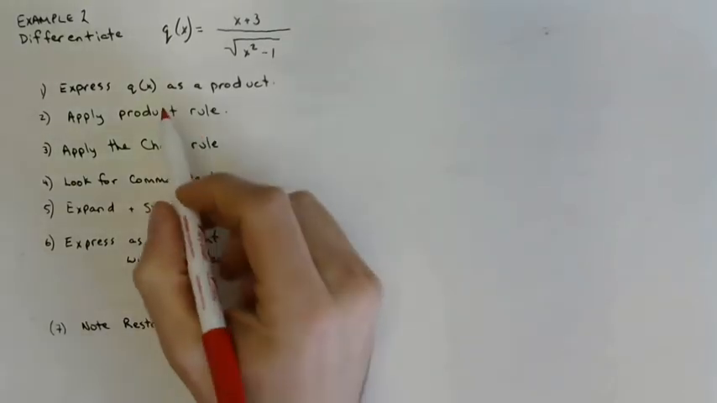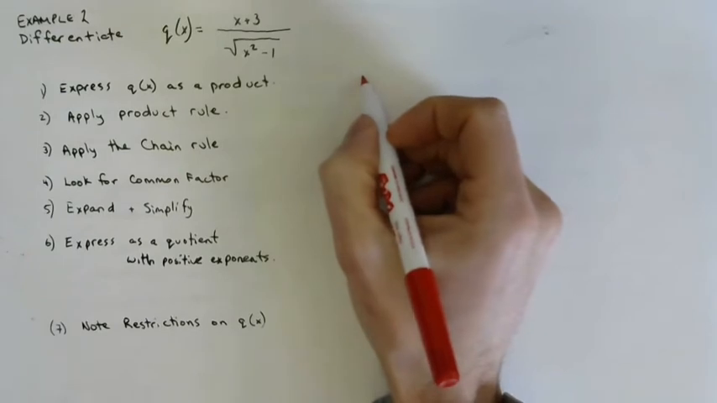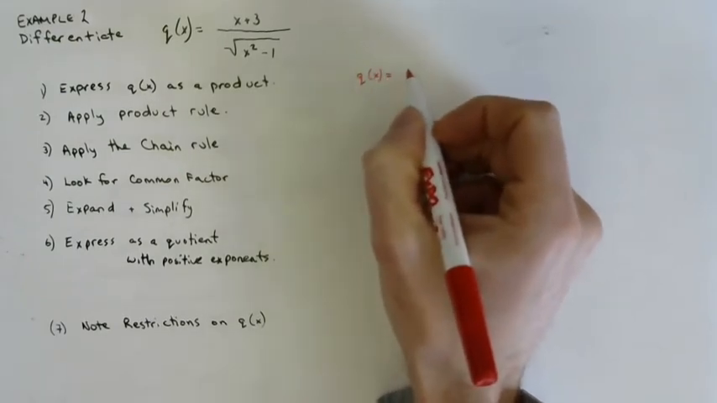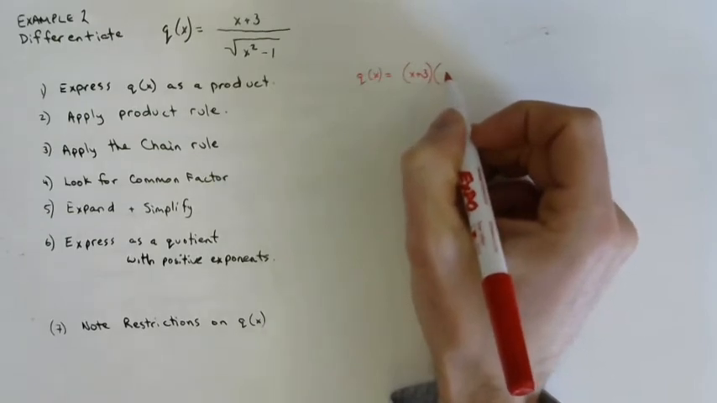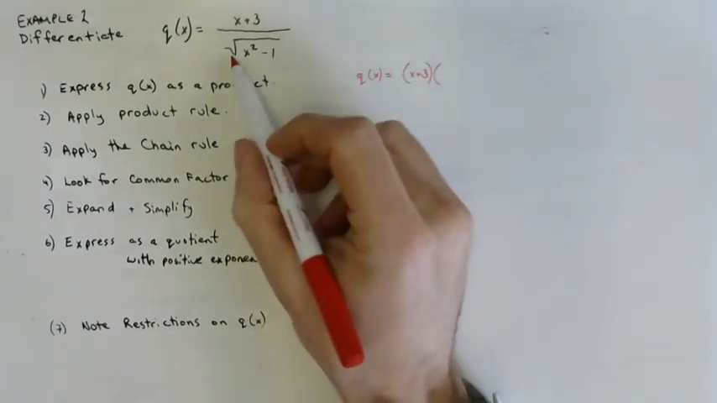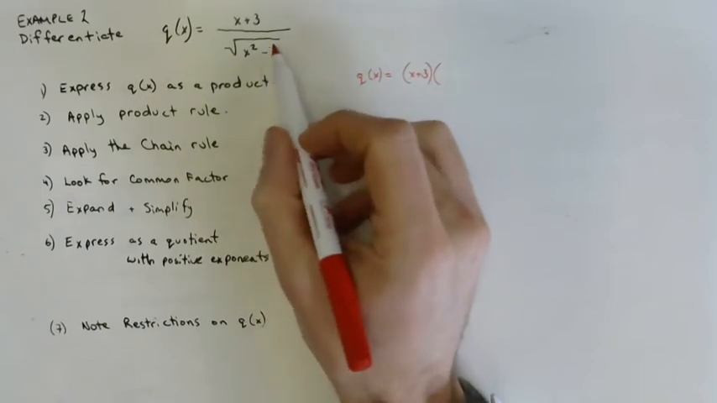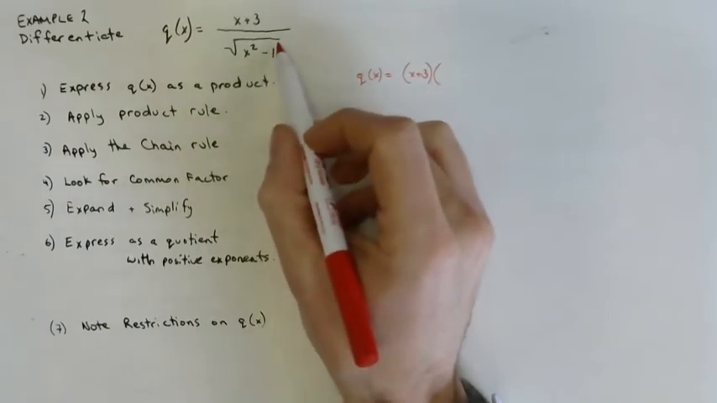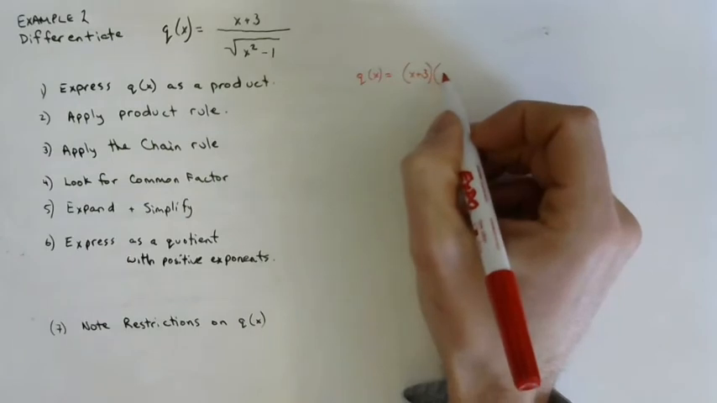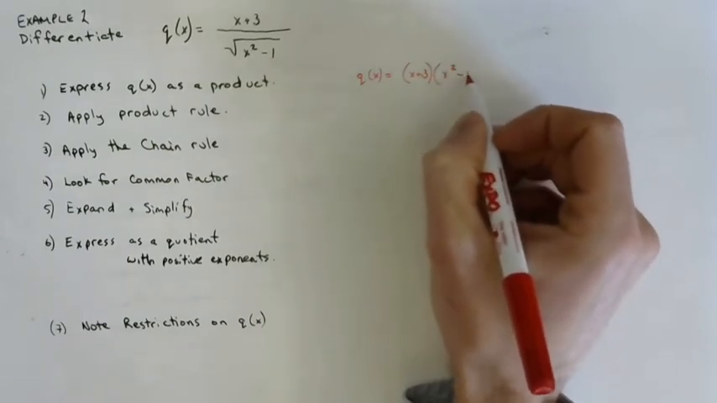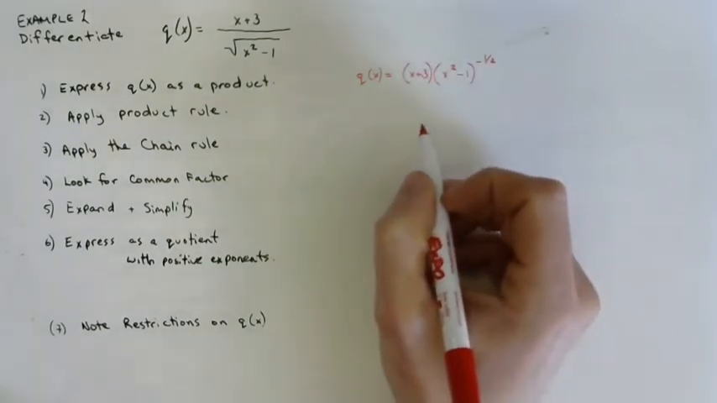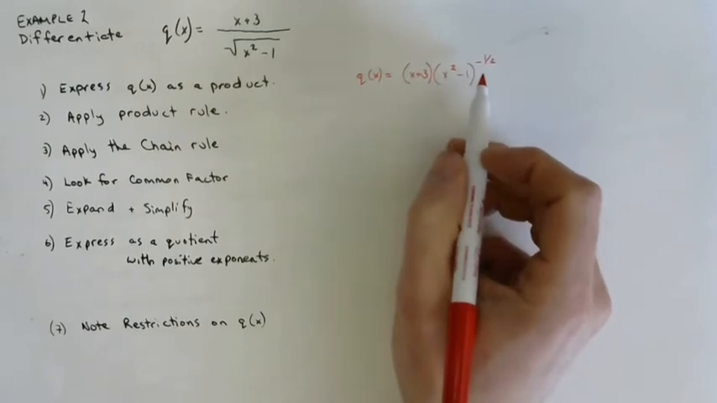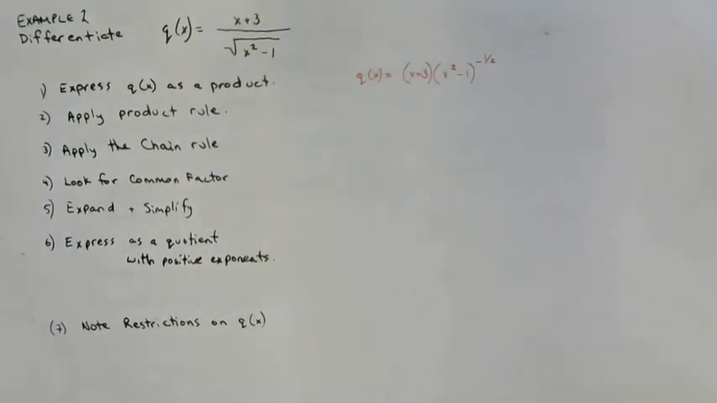So, step 1, express q of x as a product function. Q of x equals x plus 3 times, and by the way, at the same time, we're not going to use the square root. We're going to express that as an exponent of 1/2. So in the numerator, as our product, it's going to have an exponent of negative 1/2. So you can see how this one's going to be a little bit trickier, paying attention to our fractional exponent.